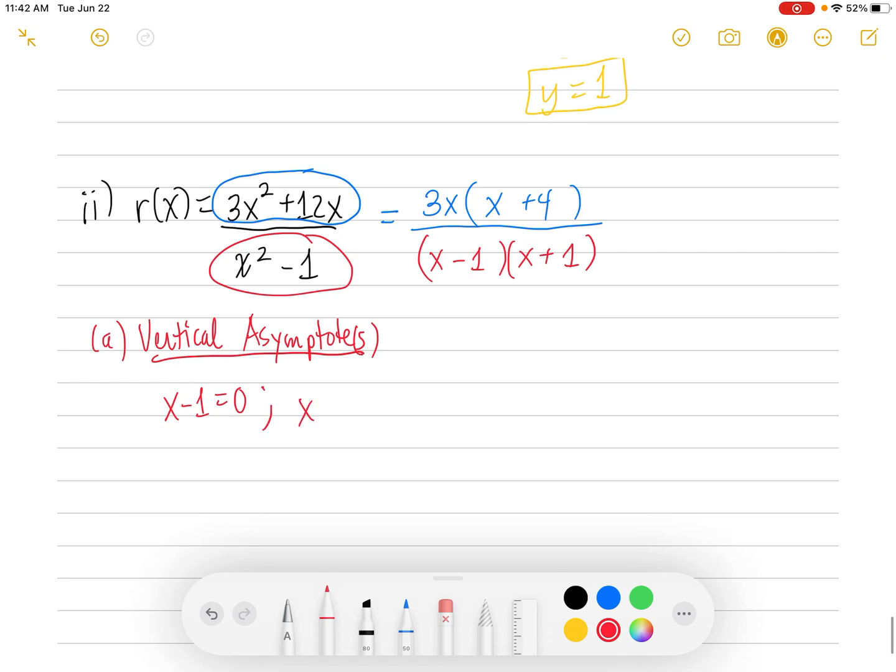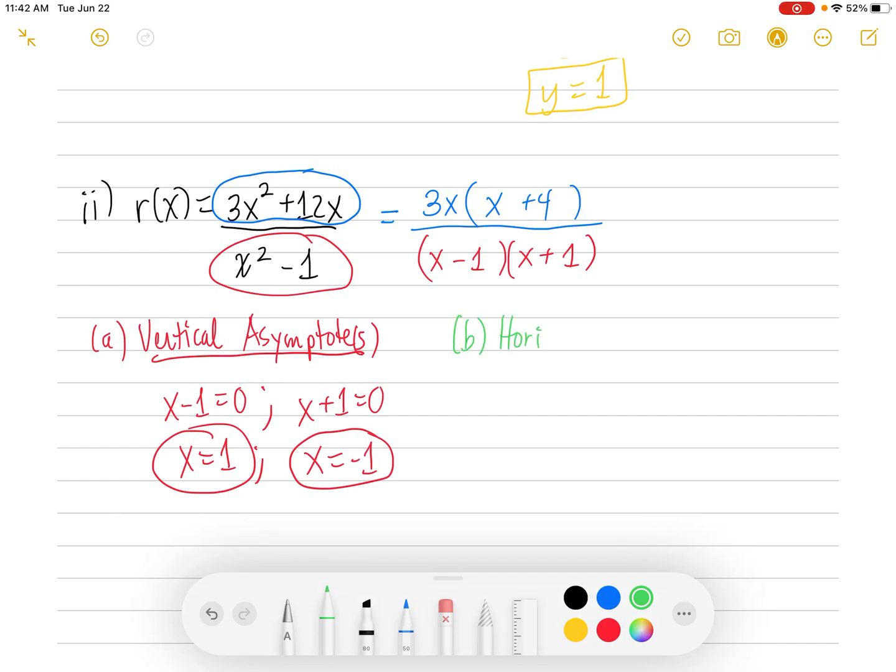So for vertical asymptotes, you're just going to take your bottom factors and set them equal to 0. That'll give me 1 and -1 as my vertical asymptotes. Then I want to do my horizontal asymptote or slant asymptote. I'm going to have here a horizontal asymptote.